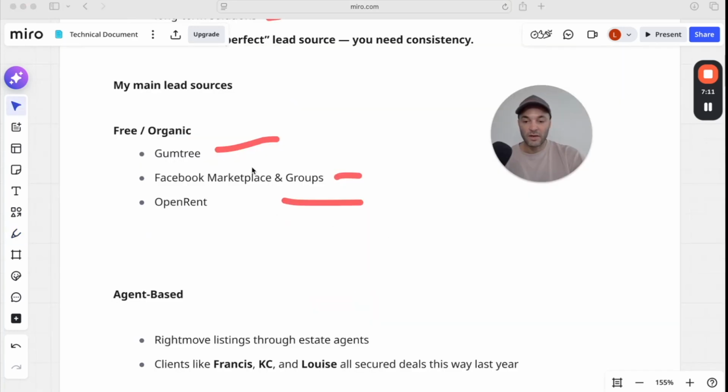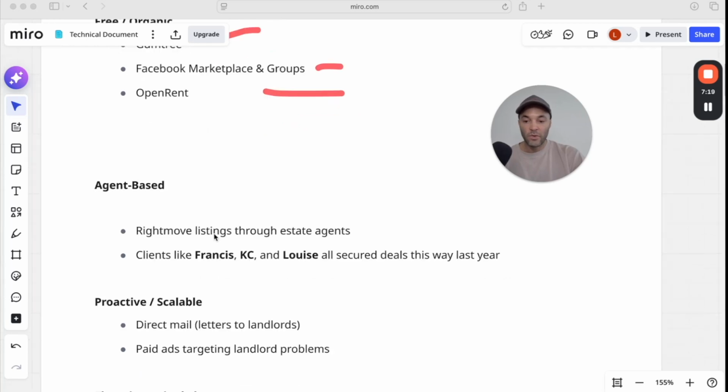Now, as well as using Gumtree, Facebook and OpenRent, we also use Rightmove, where we find deals that are being marketed through estate agents. Sometimes the estate agents are working on behalf of the landlord simply on a tenant find basis, which means that the landlord is paying them just to find a tenant, and then the landlord will work directly with the tenant rather than the agent sitting in the middle as the management company. So there's lots of agents online who are simply just trying to find a tenant, and that tenant could be you as a company. So don't sleep on agents.